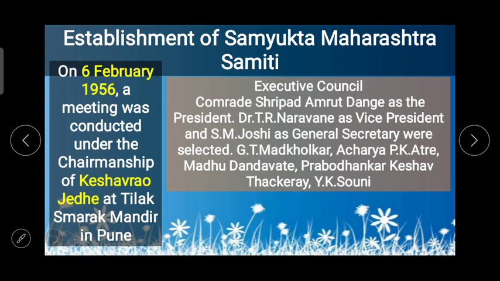So on 6 February 1956, a meeting was conducted under the chairmanship of Keshav Rao Jedhe at Tilak Smarak Mandir in Pune. Now the Samiti declared its executive council, and in that Comrade Sripad Amrut Dange, here you can see Comrade Sripad Amrut Dange as the president and S.M. Joshi as general secretary was selected. Then G.T. Markholkar, Acharya P.K. Atre, Madhu Dandavate, Prabodhankar Keshav Thakre, Y.K. Soni played important role in establishing the Samiti.